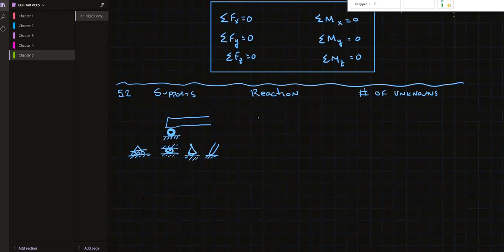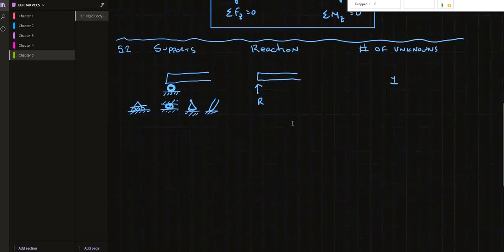We would model this in a free body diagram as a reaction, say R, as our force, and it leads to one unknown. So this is a roller.